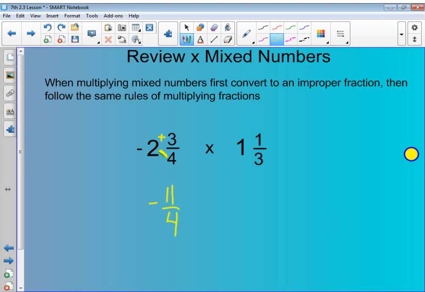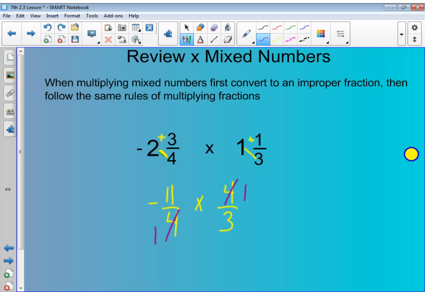Okay, and we're gonna take that times, we're gonna do the same thing. 3 times 1 is 3, plus 1 would give me 4 over 3. So now we're back down to what we were just working with. We now have fractions instead of mixed numbers. I'm looking at this and I'm seeing a very easy cross-canceling because we have a 4 on the top and a 4 on the bottom. So those would each become 1s.